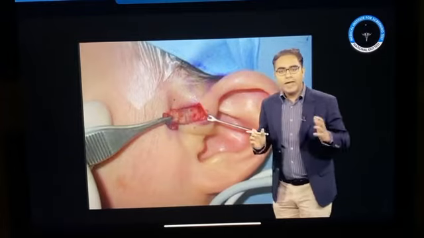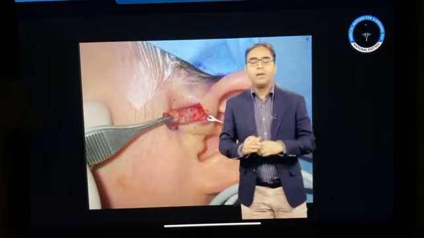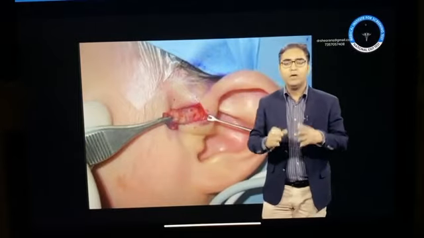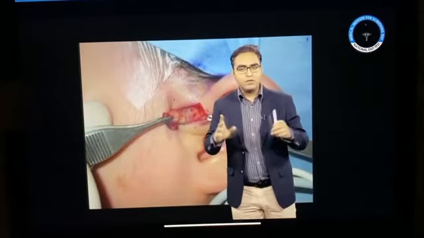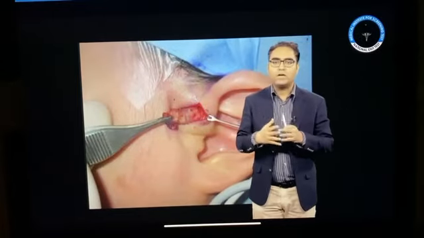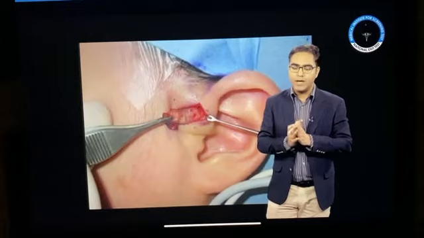Okay. So if it is an asymptomatic preauricular sinus, it needs no treatment. But if it is a recurrently infected preauricular sinus, then treatment is mandatory in the form of surgical excision of the sinus tract. So this is about the preauricular sinus, which is a congenital disorder due to non-fusion of first and second arch derivatives forming the pinna. Am I clear?